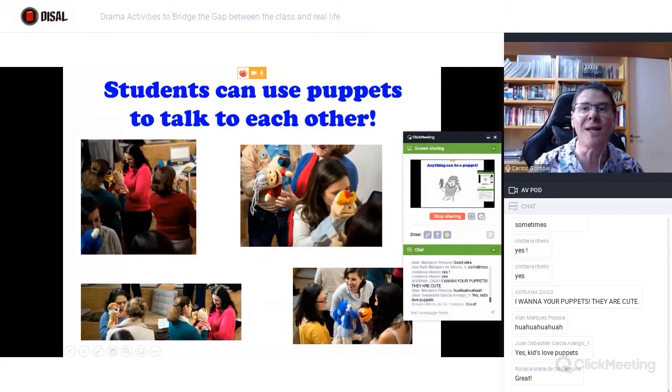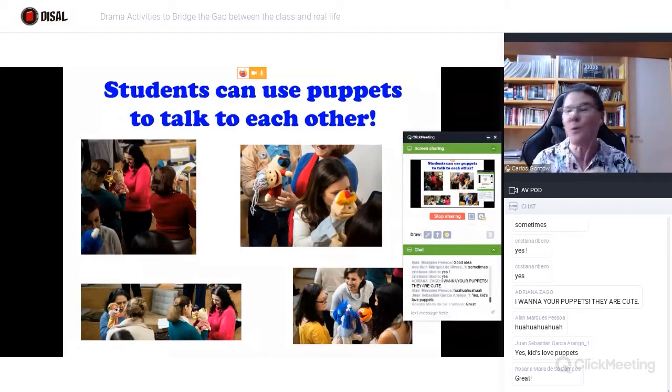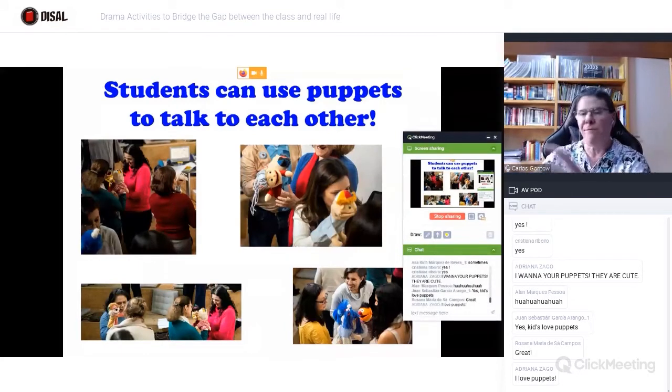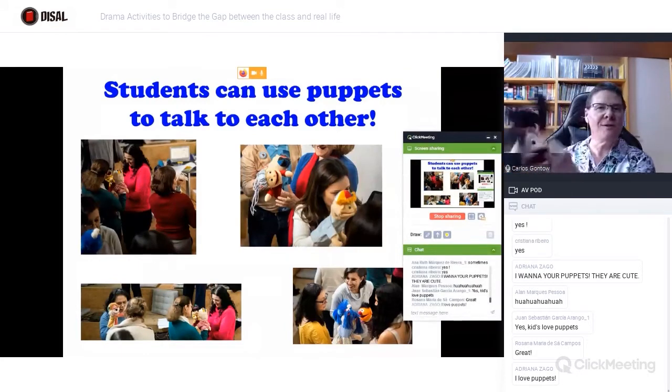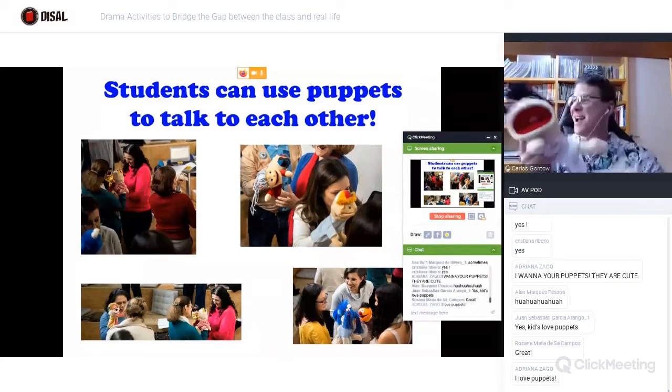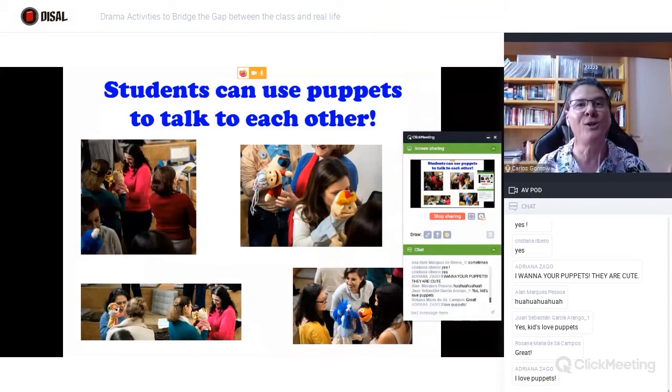It's interesting. Students can use the puppets to talk to each other. So even if you are working in a face-to-face class, you can give each student a puppet, and instead of them talking to each other, the puppets talk to the other puppets. It's amazing. Because if you ask students to talk to each other in pairs, they go like this: Hello, Juan, how are you? But if they have the puppet, they start saying, oh, hi, how are you? They start using their emotion and intonation automatically. It's amazing.